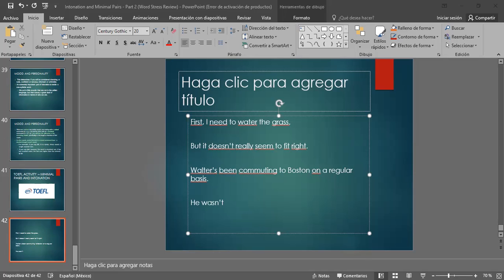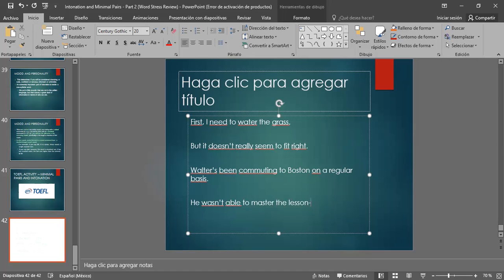Okay, it says he wasn't able to master the lesson. Así decía el segundo hablante. He wasn't able to master the lesson. No fue capaz de dominar la lección.